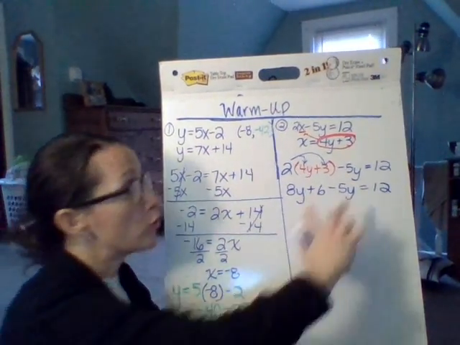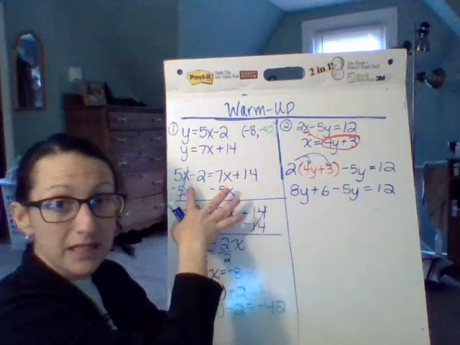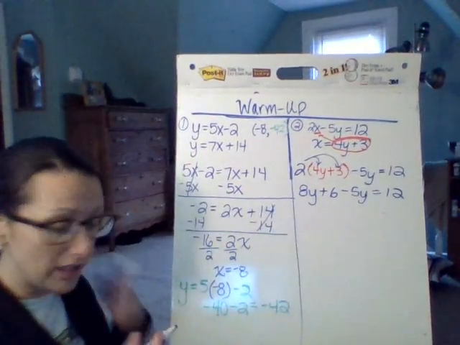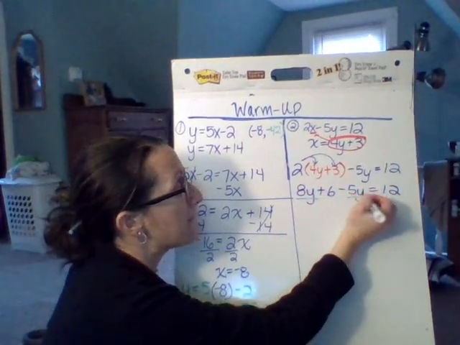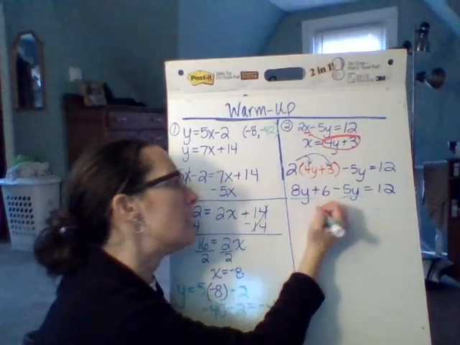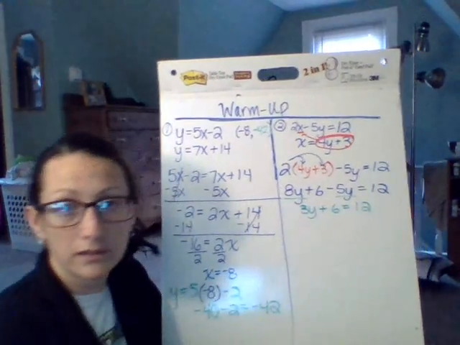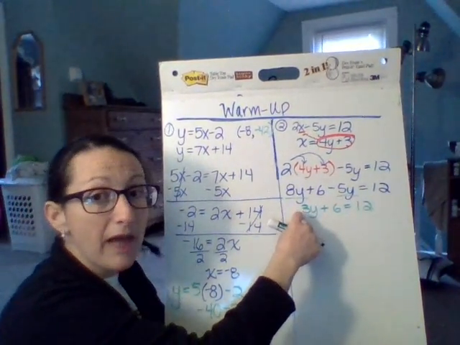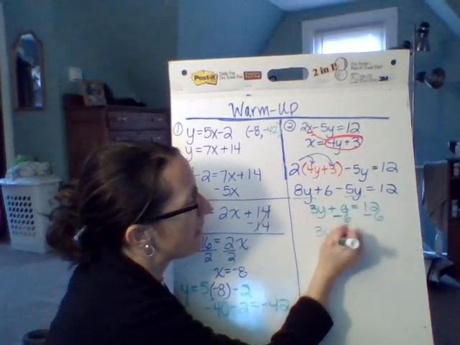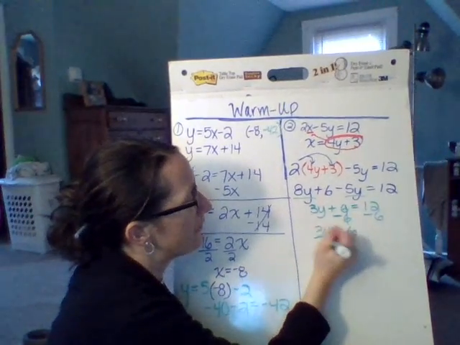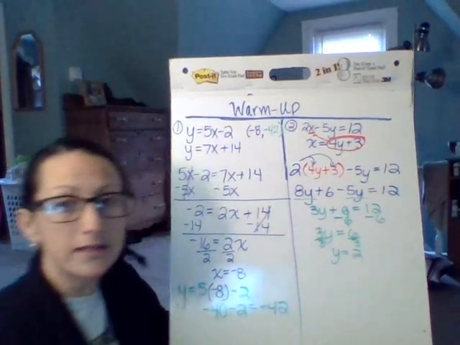Very different this time. Your y's are on the same side of this equal sign, unlike over here where they were on opposite sides, so we had to move by addition or subtraction. Here we can combine like terms, since they're on the same side. So I'm just going to do 8y minus 5y. If I combine those, I'm left with 3y plus 6 is equal to 12. Then because my y is on my left, I'm going to move my 6 to the other side, subtract 6. 3y is equal to 12 minus 6, which is 6. Divide by 3, and y is equal to 2.